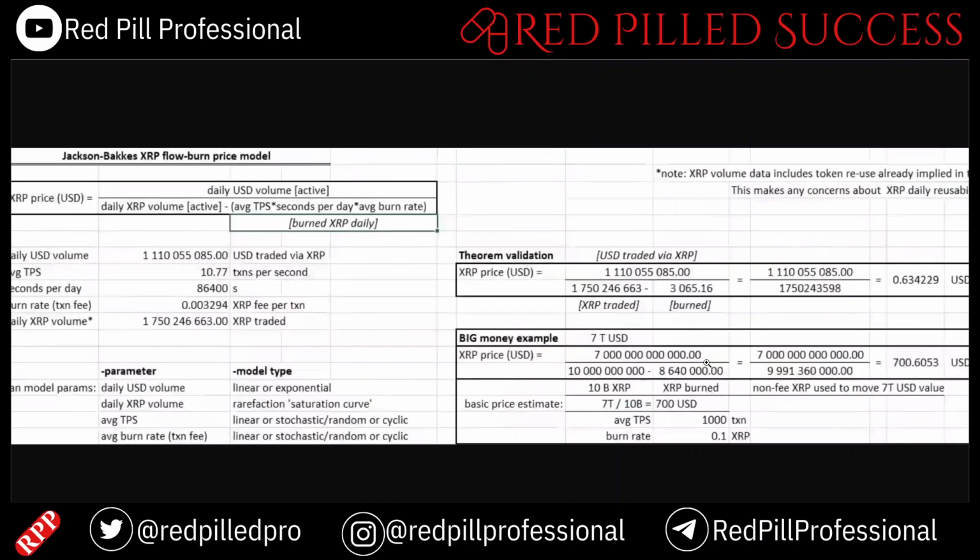Now, if we expand this, which is what it's all about, if we are assuming that we are moving about 7 trillion every day, and that would mean that we have about 10 million XRP. No, I take that back. 10 billion XRP used with about 8.6 million burned. That would result in a $700 price of XRP.